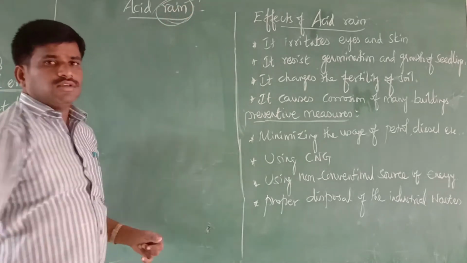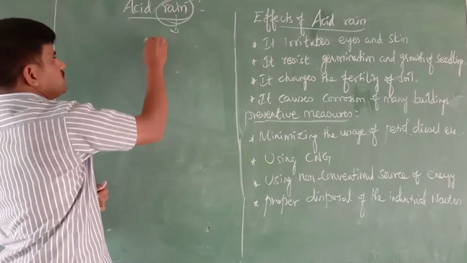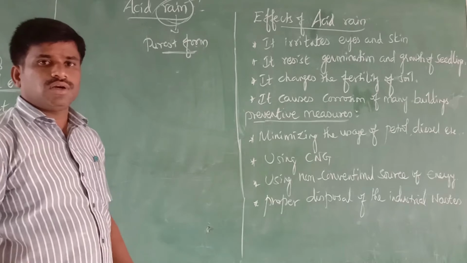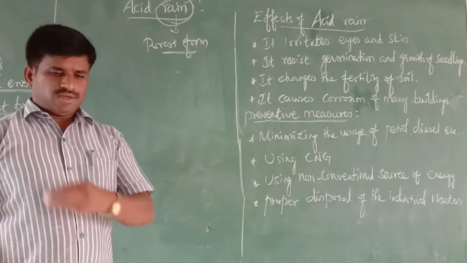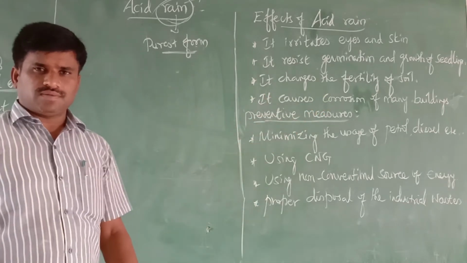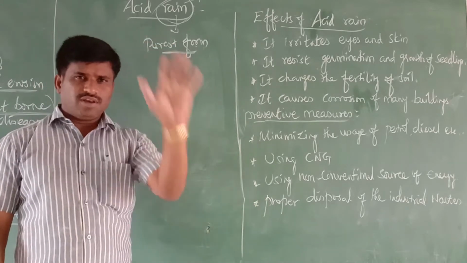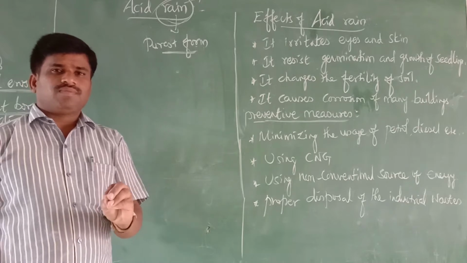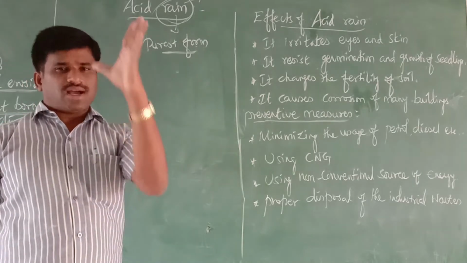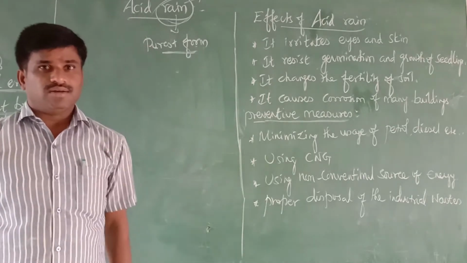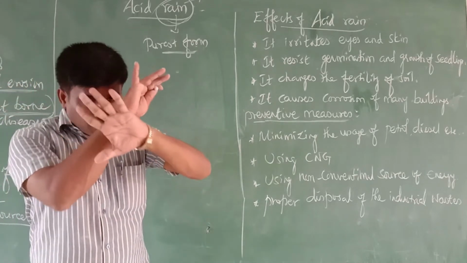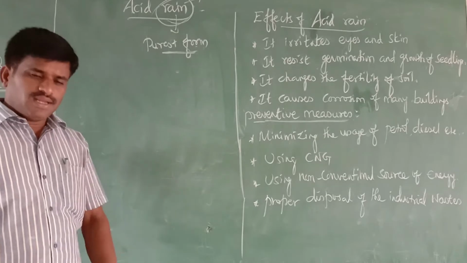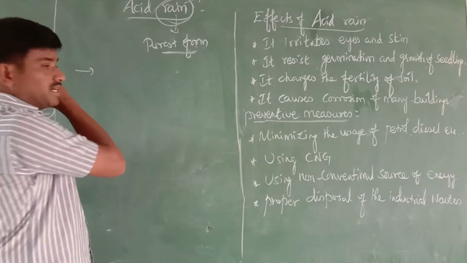Rainwater is the purest form of water. Definitely, rainwater is the purest form. You cannot compare any water with it. Before it is mixed with air pollutants like nitrogen dioxide and sulfur dioxide gases, the rainwater is in its purest form. Then the rain mixes with the air pollutants.